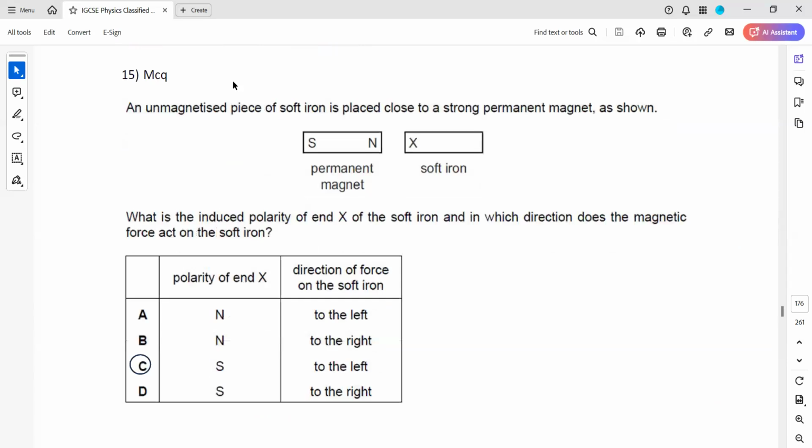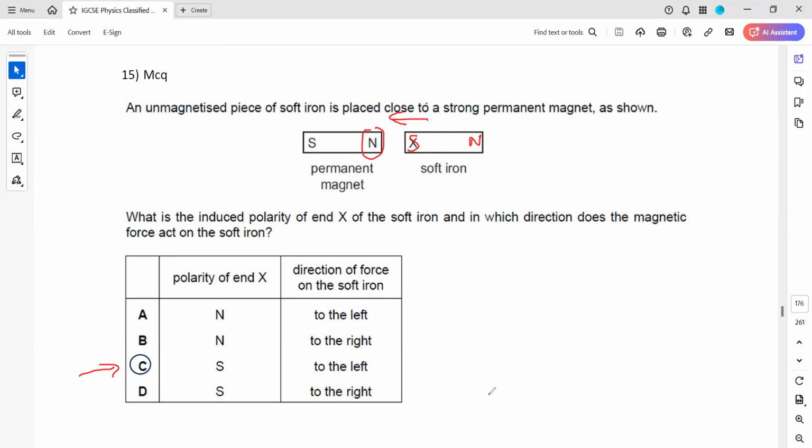An unmagnetized piece of soft iron is placed close to a strong magnet. Always induced magnetism happens. So if this is a north pole, what pole will be here? South, and what pole will be here? North. So the polarity of the pole on X will be south. And the direction of the force, because the soft iron will be attracted, will be towards the left-hand side. So C will be the right answer.